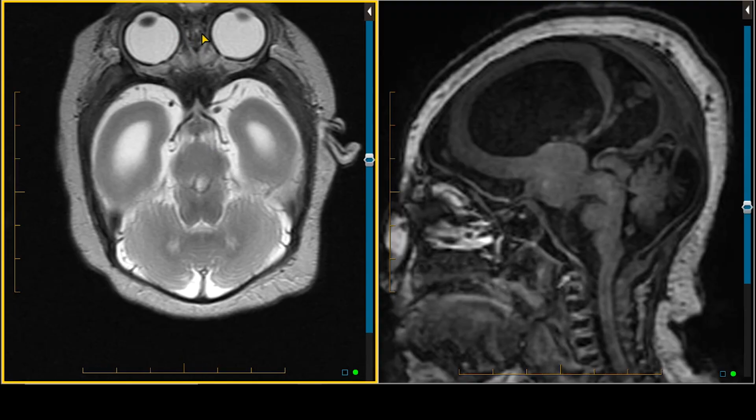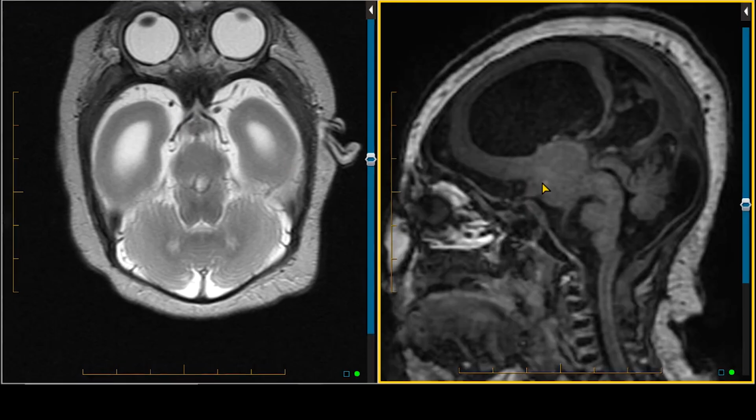Additionally, we notice the globes are too close together. The globes, as a rule of thumb, you should be able to put about one globe in between the two of them. This is much less than that. So this is signs of hypotelorism, which is associated with craniofacial abnormalities, and holoprosencephaly is often associated with craniofacial and other midline abnormalities.